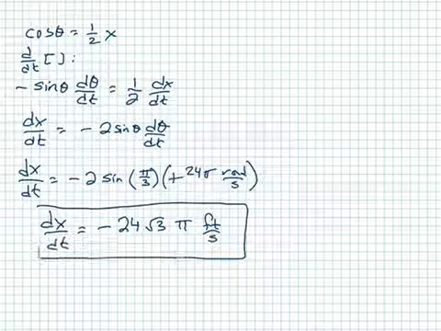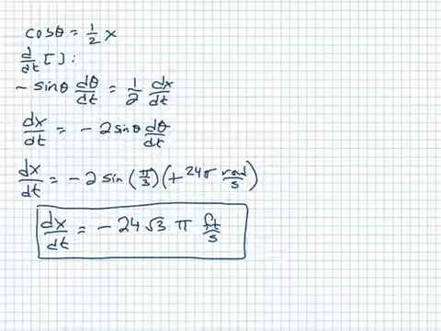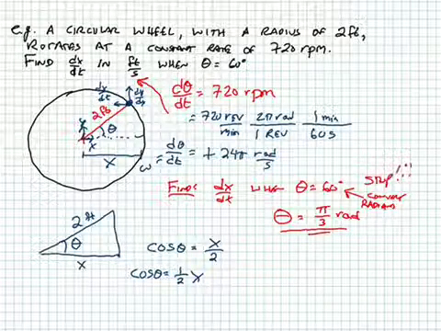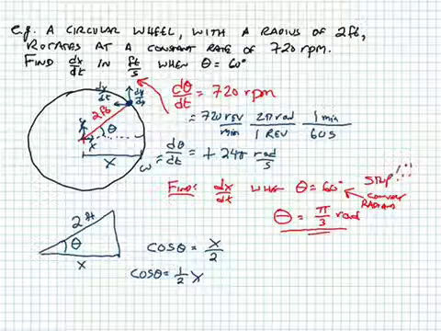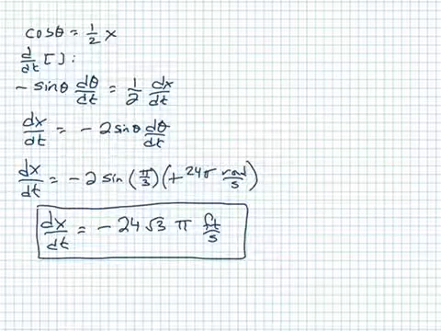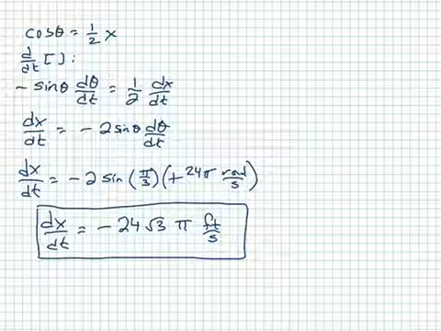And that is it. Now, why is this minus, and should it be minus? Let's just double check. Let's go back to our drawing. At 60 degrees, if the wheel is rotating counterclockwise, then dx/dt would be negative because it's moving to the left. So that answer is correct. So that's how you do the rotational motion problems, relatively easy.